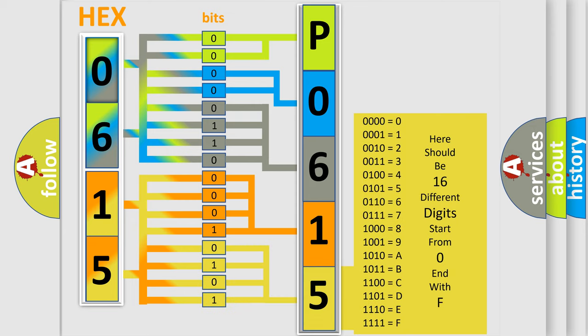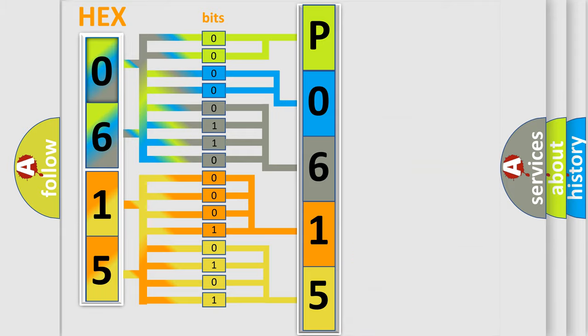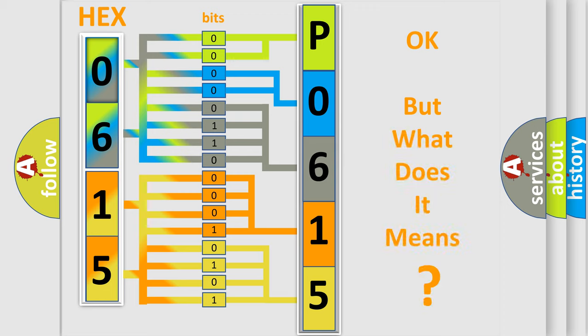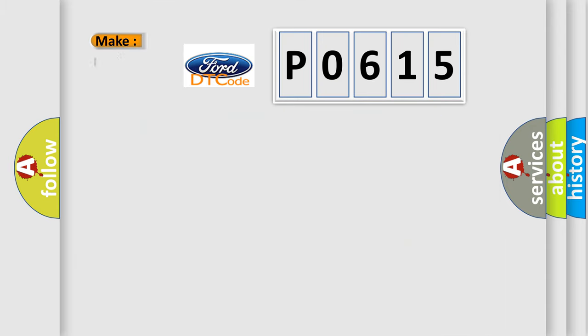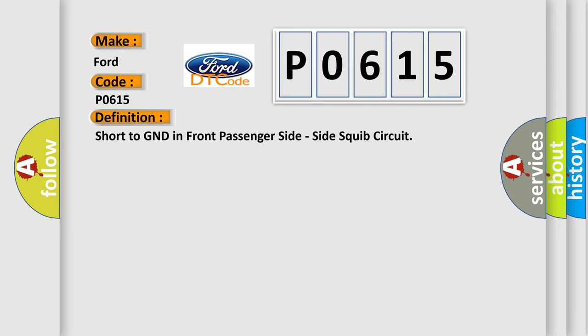We now know in what way the diagnostic tool translates the received information into a more comprehensible format. The number itself does not make sense to us if we cannot assign information to what it actually expresses. So, what does the diagnostic trouble code P0615 specifically mean for Infiniti? The basic definition is short to GND in front passenger side, side squib circuit.